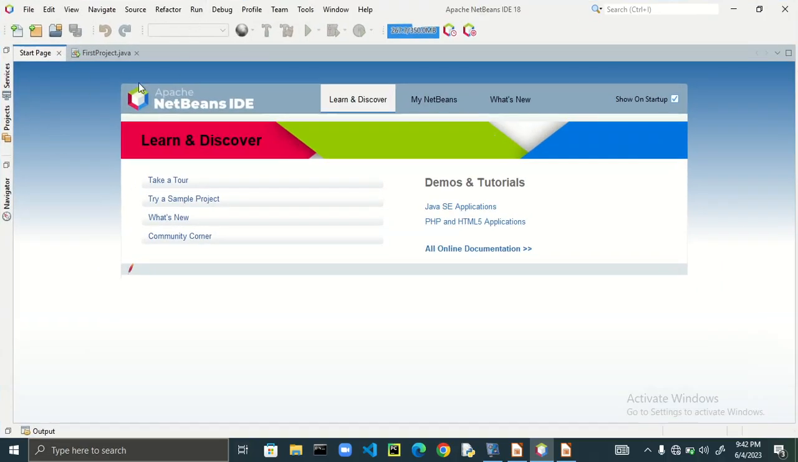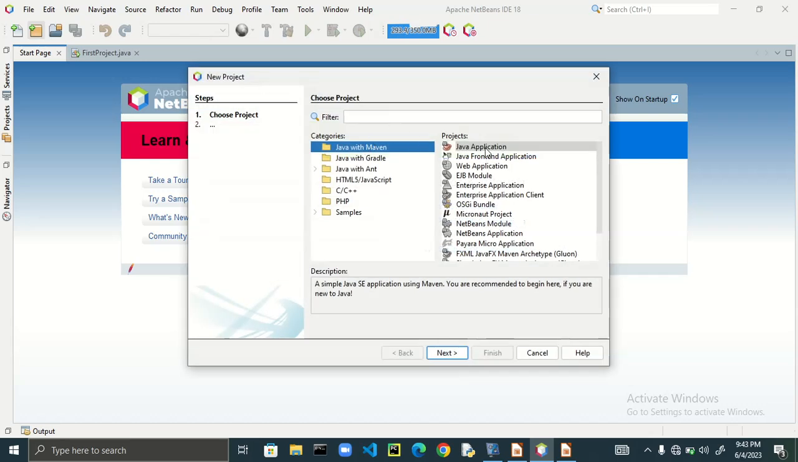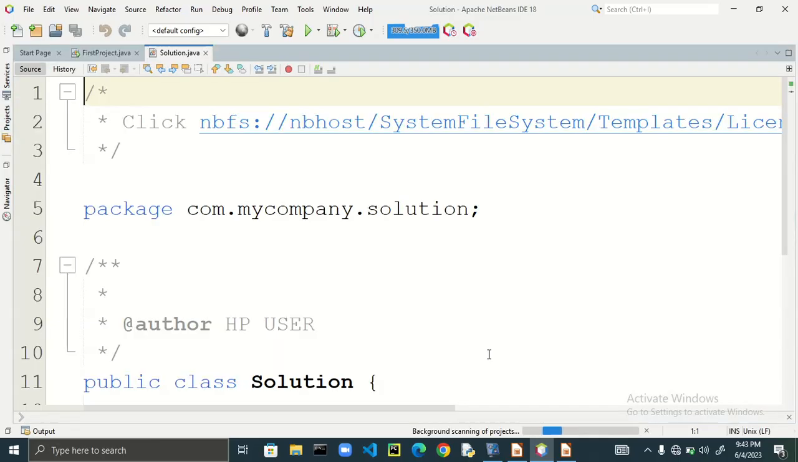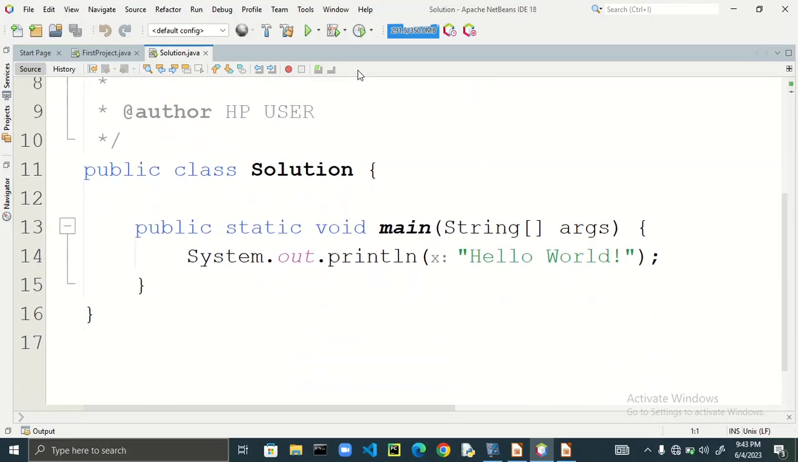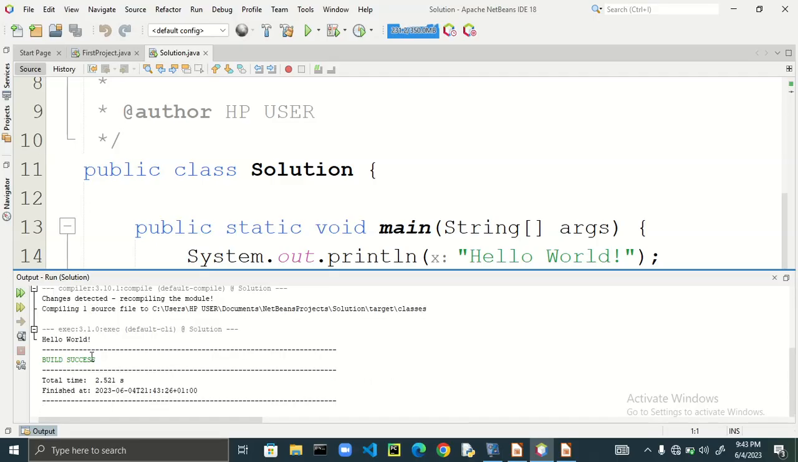So this is usually the start page you'll always get. Let me go ahead and create a new project. It's going to be a Java application. Click on next, and for the name of the project I would call it, let's say, solution. You can use any name of your choice, and we should have everything set up for us. Let me just test run this and see if everything works fine. Okay, so we have build success, hello world, everything is working fine.